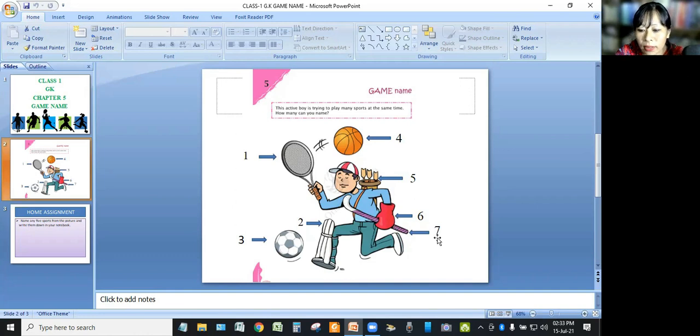So now let's look at picture number 7. Here picture number 7 shows a hockey stick. So hockey is an outdoor game played between two teams of 11 players.